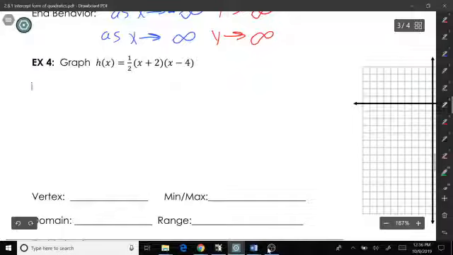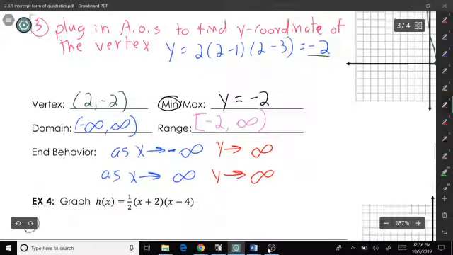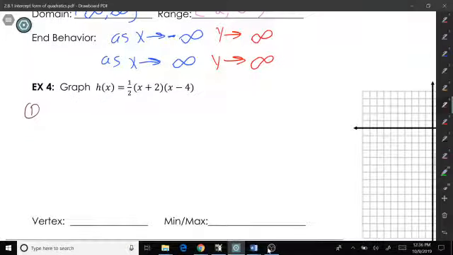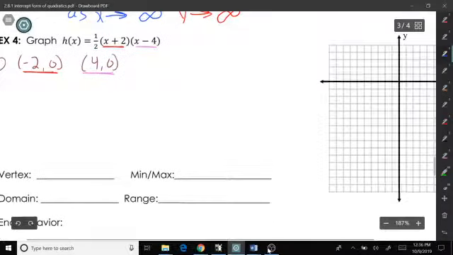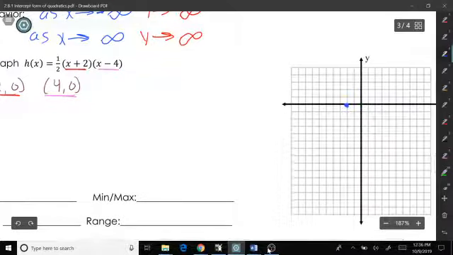Our intercepts. So, you know, up here the first step was plot the intercepts. Our intercepts here are negative 2 comma 0 and 4 comma 0. You know, the opposite of what you see. So negative 2 comma 0 and positive 4 comma 0.